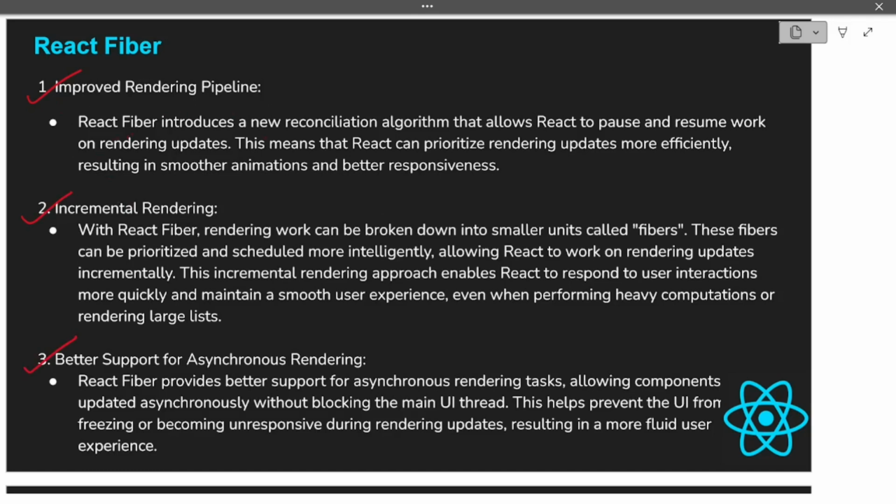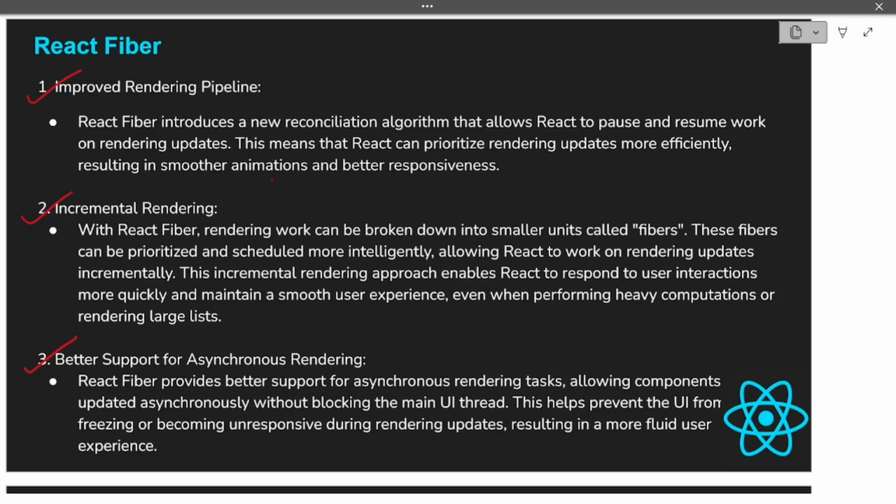React Fiber introduces a new reconciliation algorithm that allows React to pause and resume work on rendering updates. This means that React can prioritize rendering updates more efficiently, resulting in smoother animations and better responsiveness. Let's consider it this way: before React Fiber, the previous reconciliation algorithm might not have had this facility to pause and resume the work.